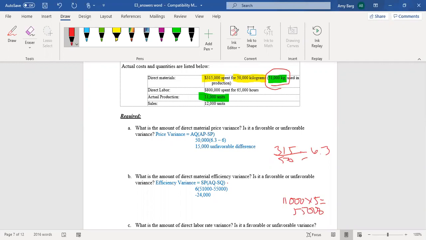And so that's good, right? We want to not be wasteful. So this is a favorable difference. Make sense?